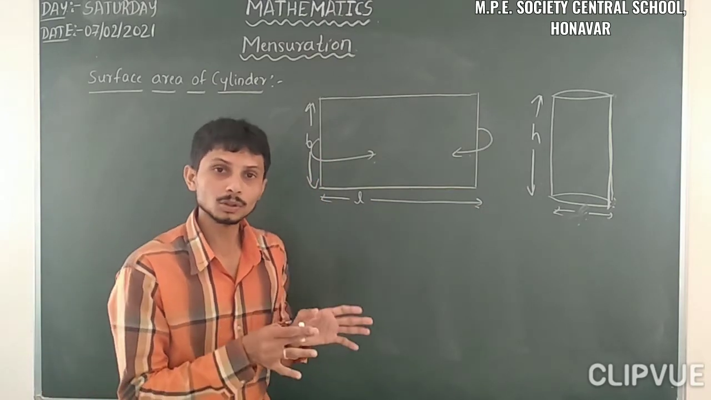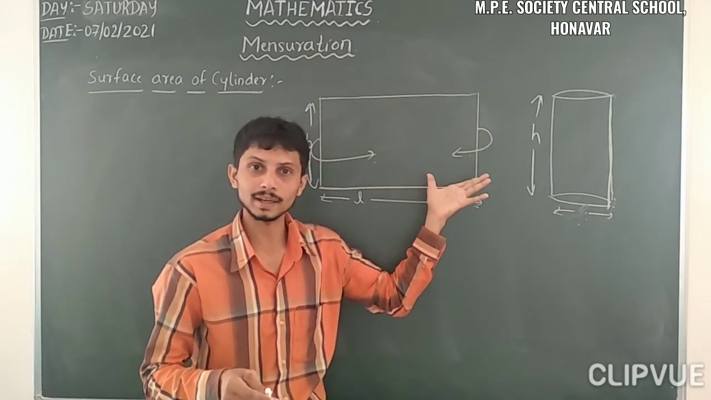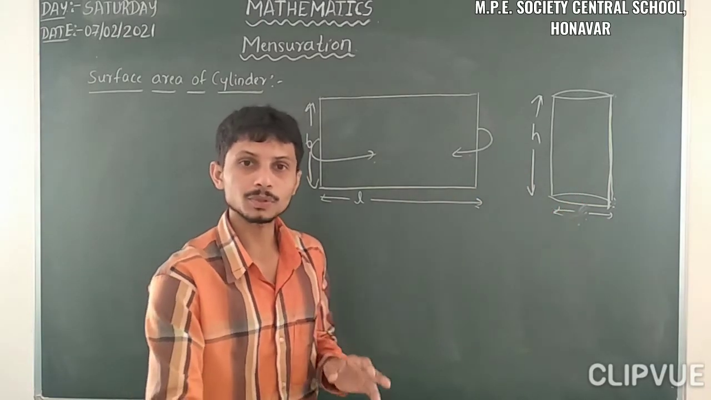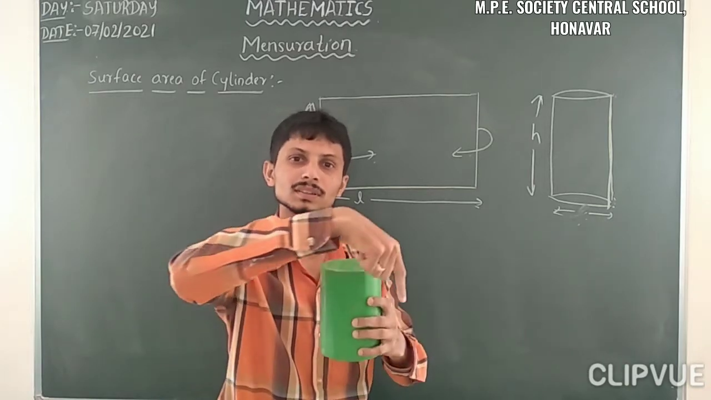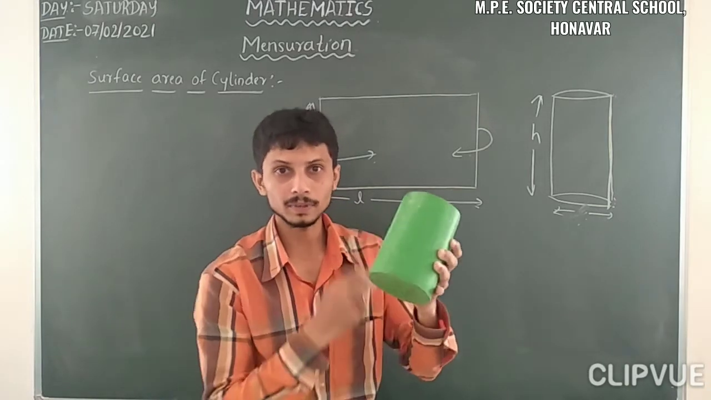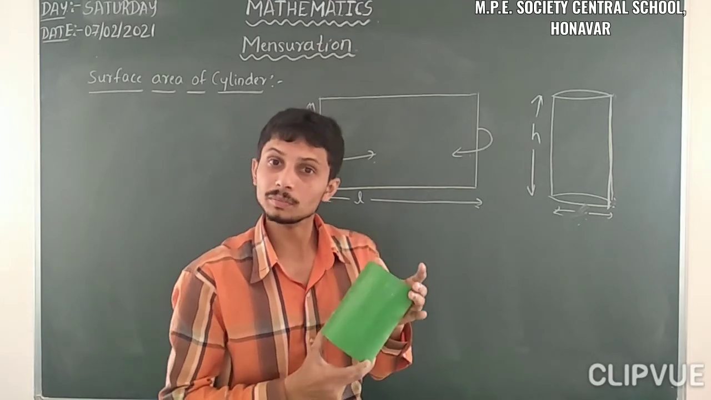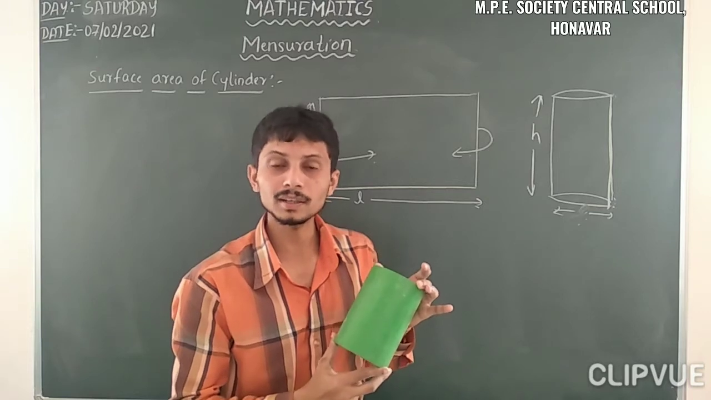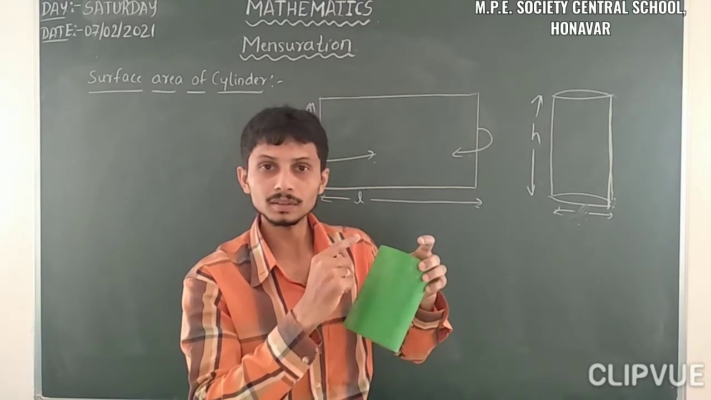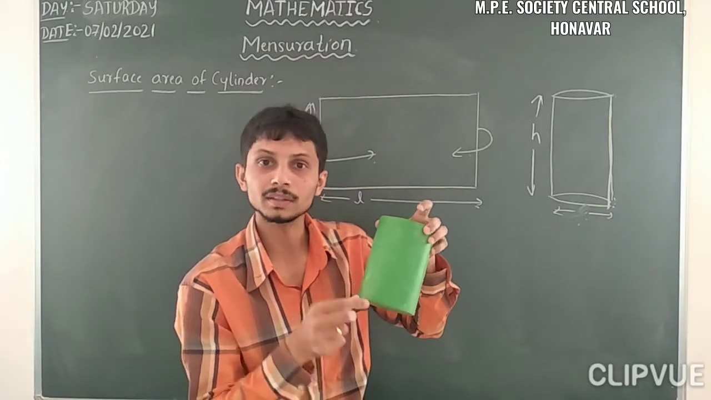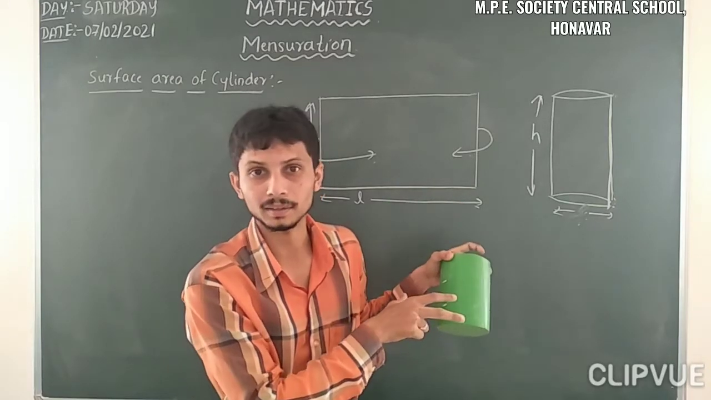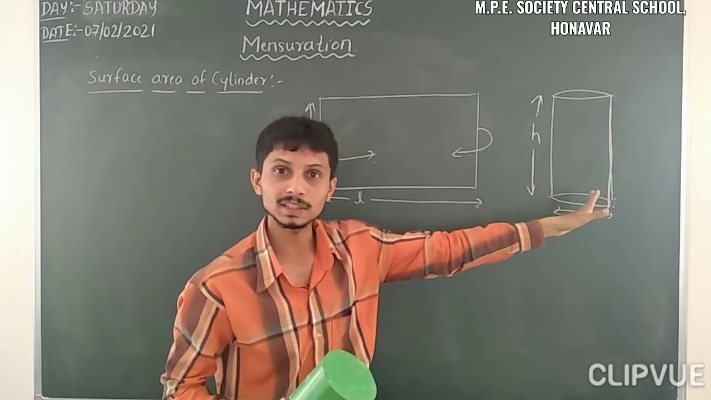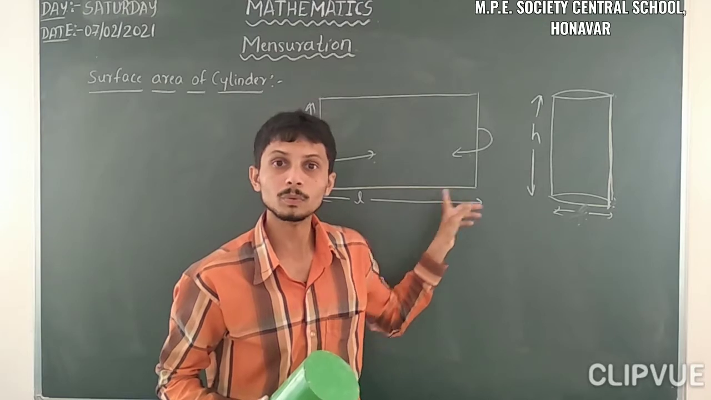So here just observe, initially it is a rectangle, then it is converted into a cylinder. Whatever curved surface area we have outside, whatever curved part we have, that is nothing but this rectangle. That is also nothing but the area of the rectangle. Yes, obviously, because the curved surface area formed here is because of this rectangle. So the area of this rectangle is nothing but the curved surface area of the cylinder. So both are equal here.